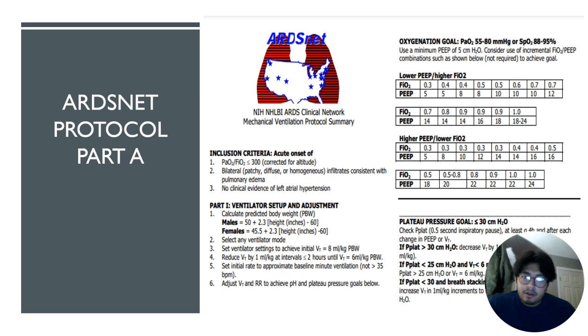So part 1, ventilator setup and adjustment. First you'd want to calculate the predicted body weight, and to do so there's two ways, for males and females. With male, it's going to be 50 plus 2.3 times your height in inches minus 60, which is shown down here.